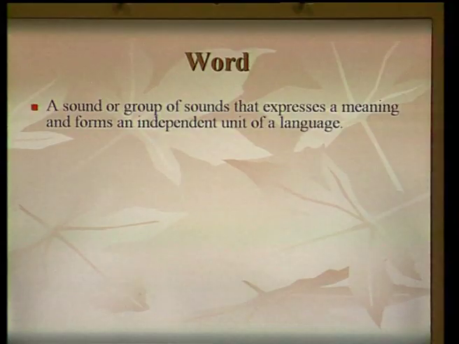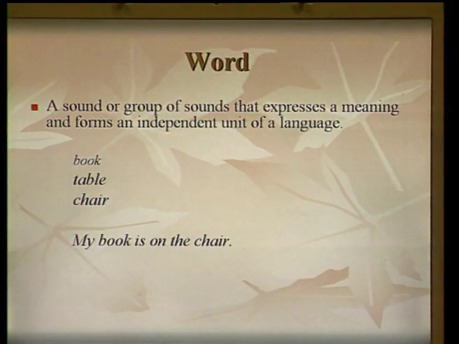A word can also be described as a sound or group of sounds that expresses a meaning and forms an independent unit of a language. If you take words like book, table, chair, you know what these mean. These are all groups of sounds that have meaning and form independent units in a language. But take the sentence, "My book is on the chair." This is also a group of sounds and has a meaning, but we know that this is not one word, but a sentence.